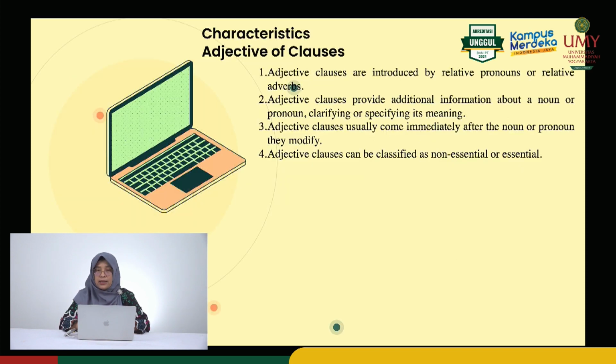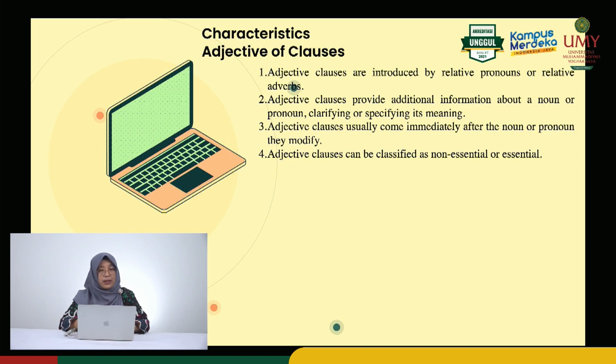And what are the characteristics of adjective clause? There are 4 characteristics that we are going to talk about. The first one is that adjective clauses are normally introduced by a relative pronoun or relative adverb. And then the second, adjective clauses provide additional information about a noun or pronoun that functions to clarify or specify its meaning. And the third one, adjective clauses usually come immediately after the noun or pronoun that they modify. An adjective clause can be classified as non-essential or essential.